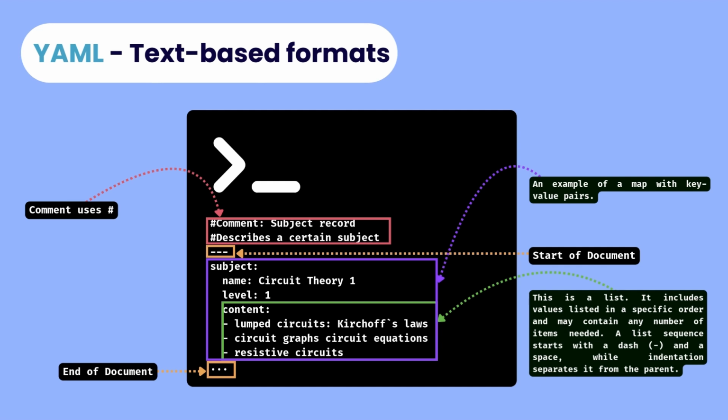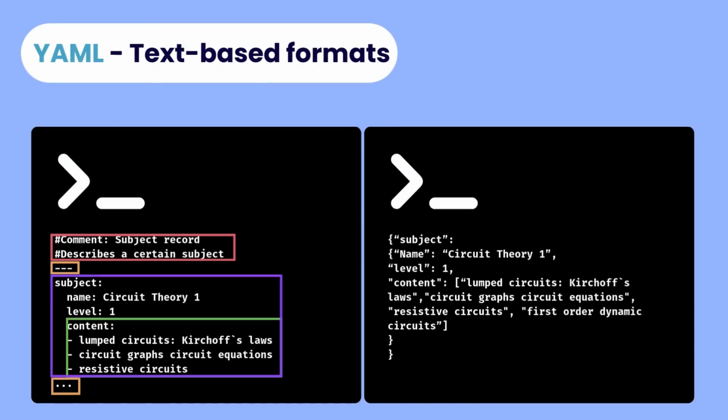You can think of this list as a Python list, whereas the map as a Python dictionary. So if we wanted to look at this example in a Python sense, you would start a dictionary of a key subject and the value containing the key value pairs mapped to it, which are the name, level, and content, where content is a list.